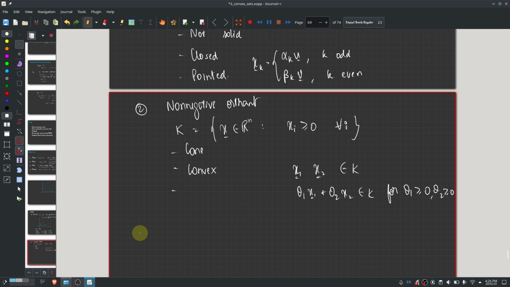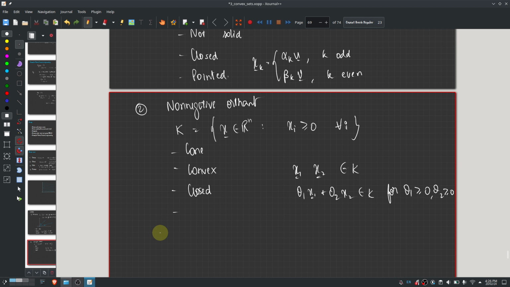Is this closed? It is in fact closed because you take any convergent sequence of points where all the entries are greater than or equal to 0, this will eventually converge to a point where all the entries are greater than or equal to 0. It is not possible to have this converge to a point where even one of the entries is negative. So this is closed. And is it pointed?